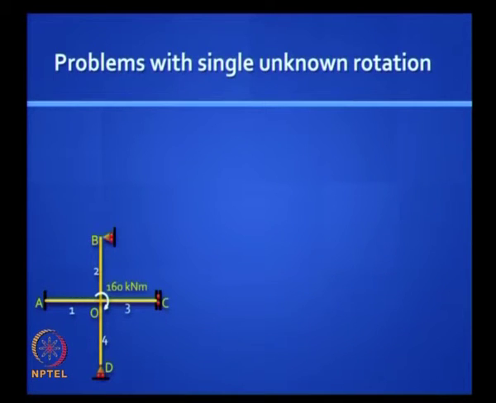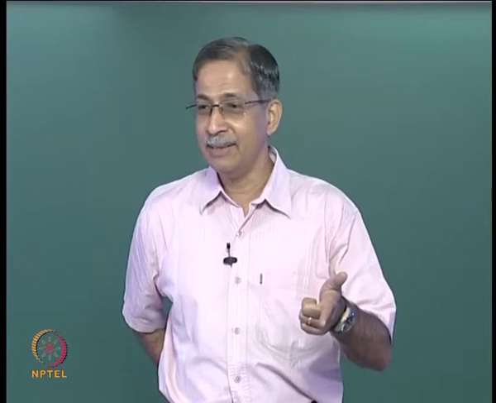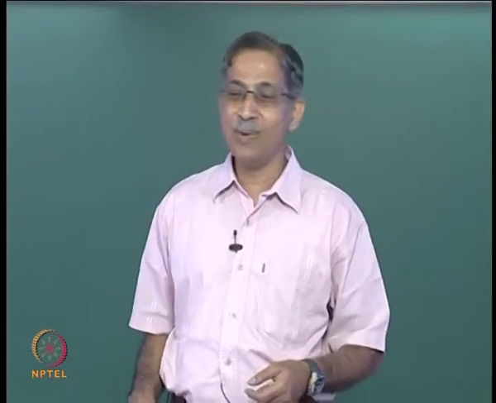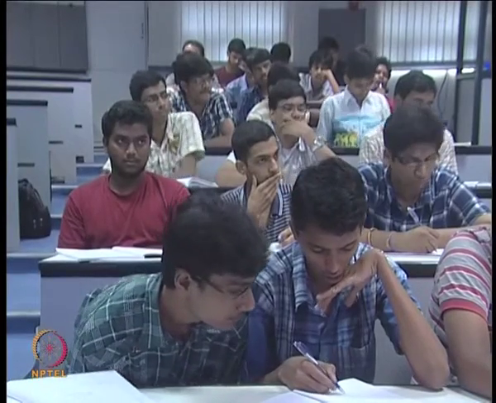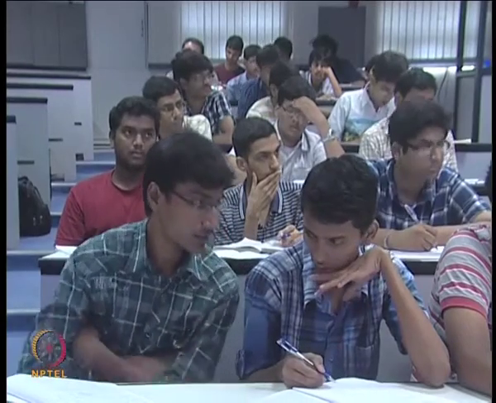So which is the stiffest among those 4? 1, 2, 3, 4. What is the stiffness of 1? 4 EI by L. Very good. Stiffness of 2? 3 EI by L. Stiffness of 3? EI by L. Stiffness of 4? 0. Now tell me, what's the moment going to 1? 4, 3, 1, 0. Throw away EI by L. You got the ratios now. 4 is to M naught by 2, 80. M naught by 2.